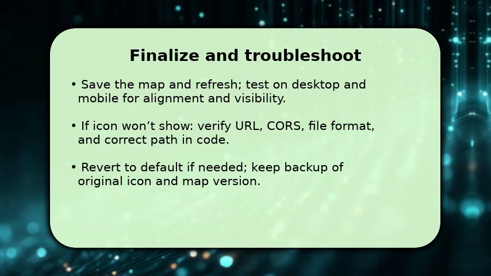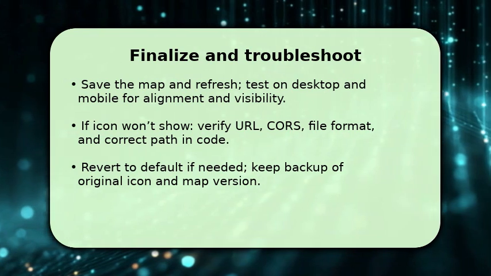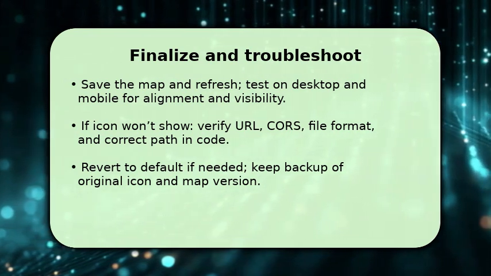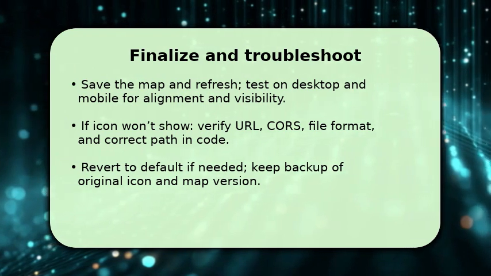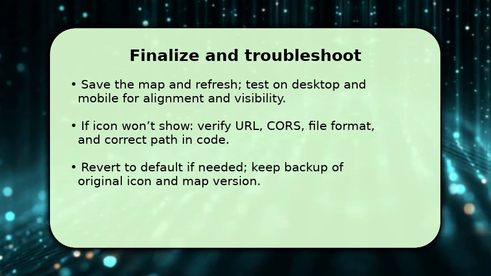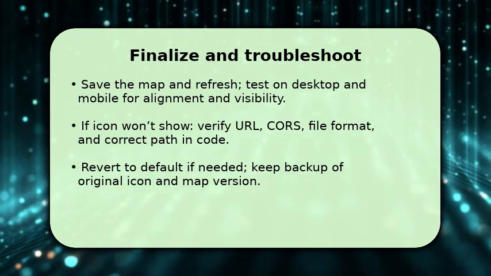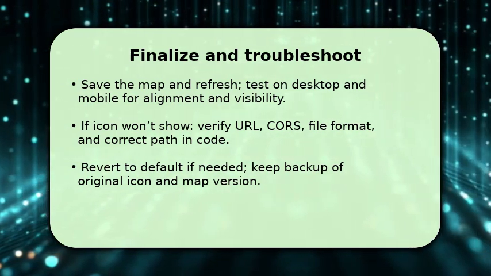If the icon fails to appear, check the URL is reachable, no CORS issues, correct file format, and the path in your code or My Maps entry. If alignment is off, tweak the anchor and size parameters, then re-upload. Finally, keep a backup of the original icon and map version so you can revert quickly if something breaks during adjustments.